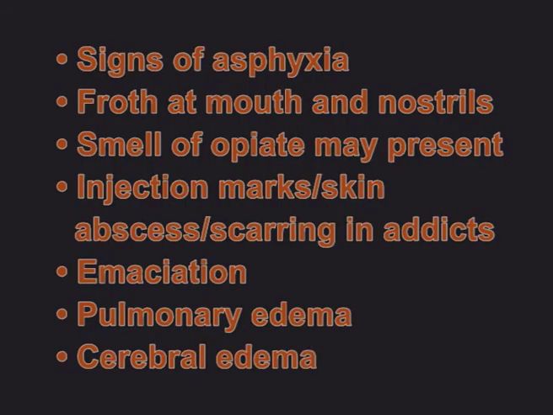We can summarize autopsy findings as follows: signs of asphyxia, froth at mouth and nostril, smell of opiate may be present, injection marks, skin abscesses, scarring in addicts, emaciation, pulmonary edema, cerebral edema.